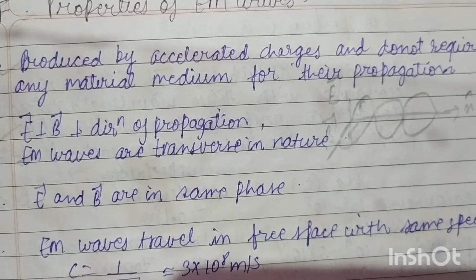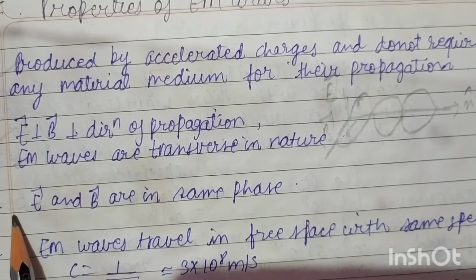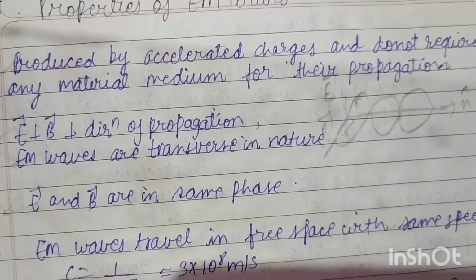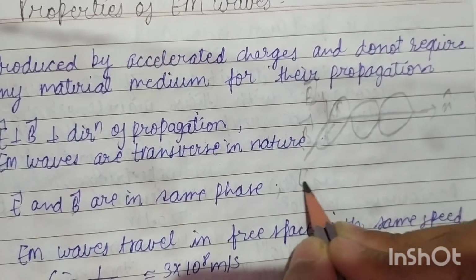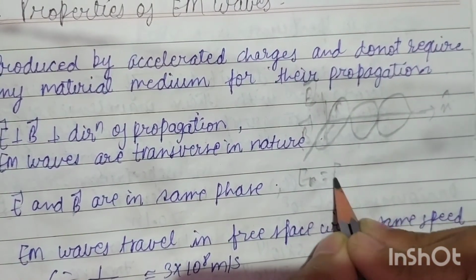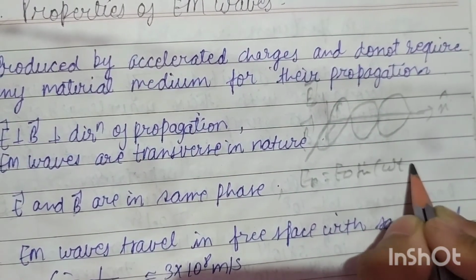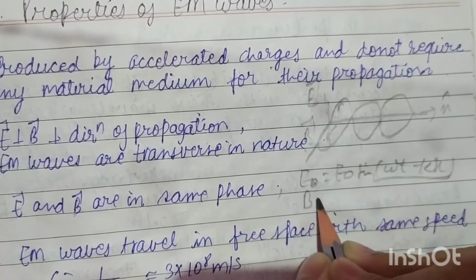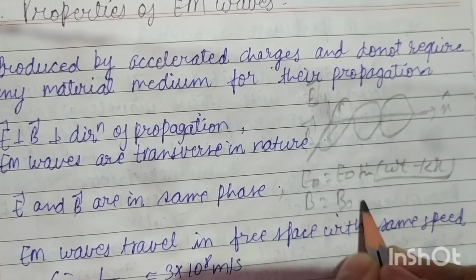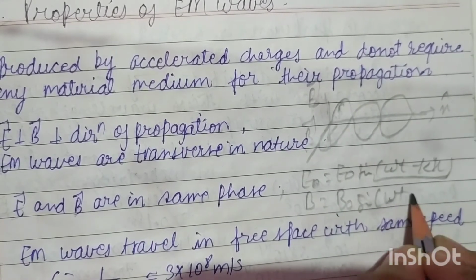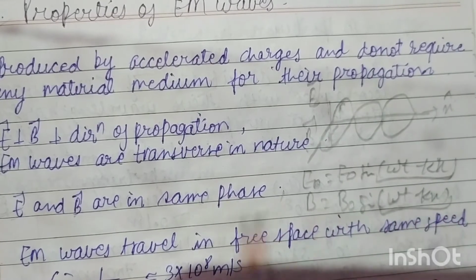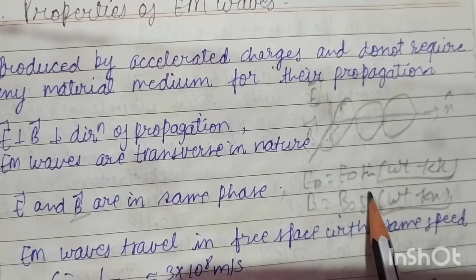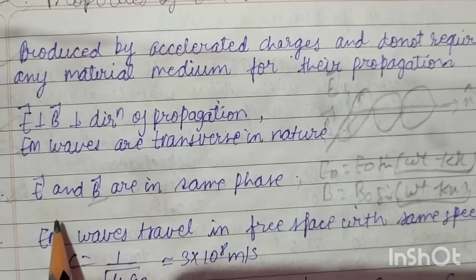Now what is the third property? The third property is that the electric field and magnetic field are in the same phase. How can we write the electric field? E is equal to E naught sine of omega t minus kx. This is the phase of the electric field. How can we write the phase for the magnetic field? B is equal to B naught sine again of omega t minus kx. This is the phase for the magnetic field. So you can see both these phases are the same, so the electric field vector and magnetic field vector will be in the same phase.